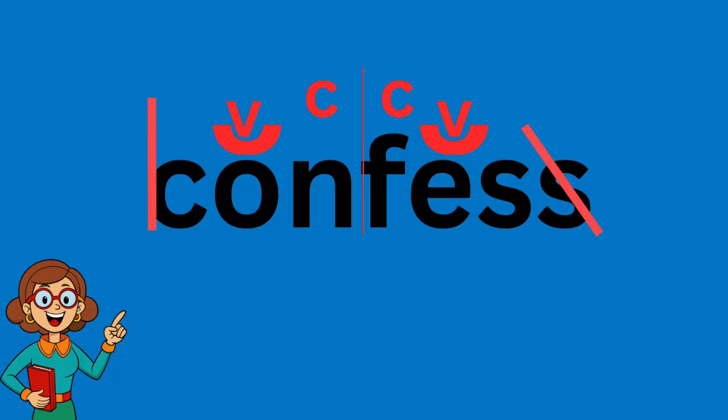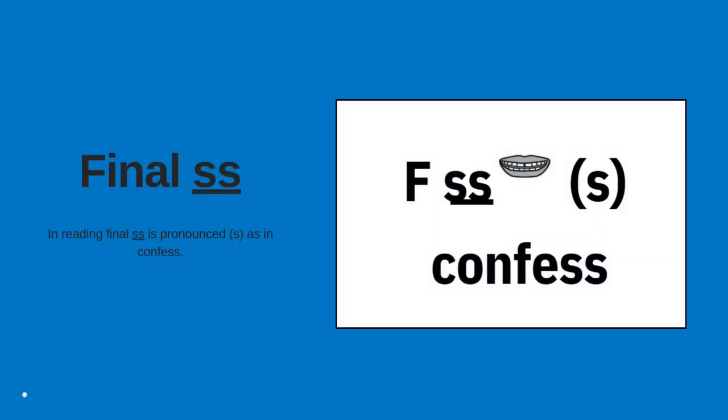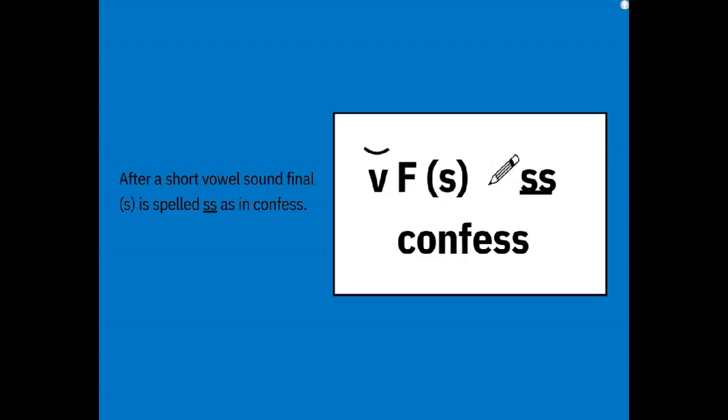Now we can apply this rule to longer words in both reading and spelling. In reading, final SS is pronounced S. And after a short vowel sound, final S is spelled SS. Final SS. In reading, final SS is pronounced S, as in confess. After a short vowel sound, final S is spelled SS, as in confess.